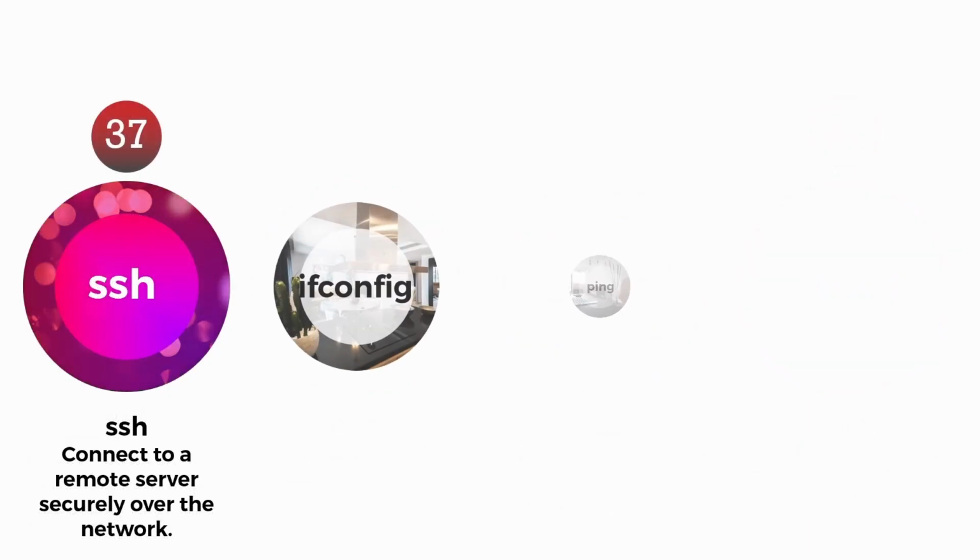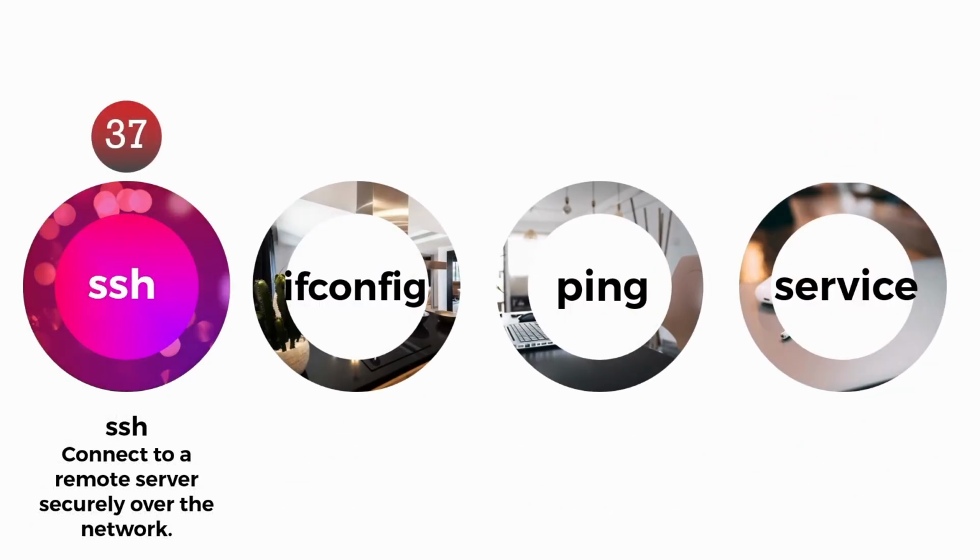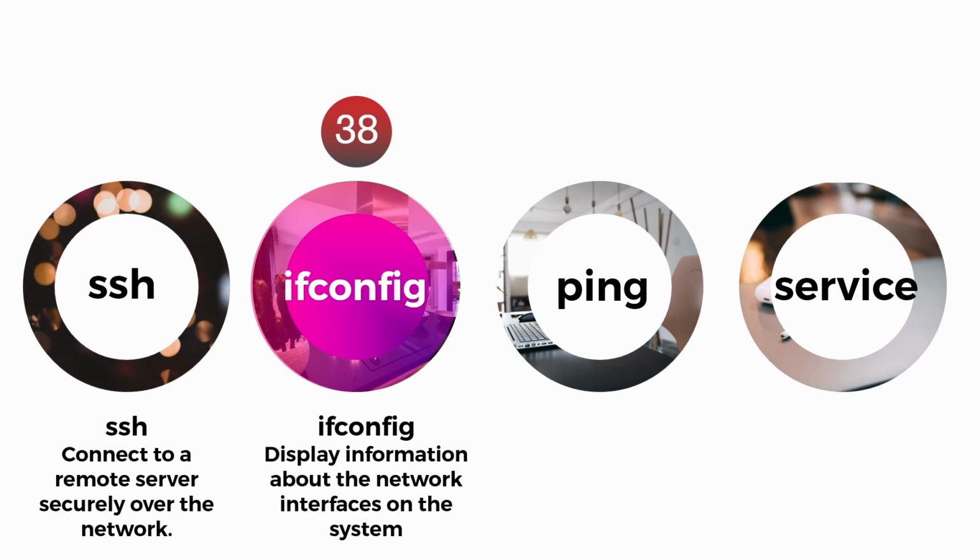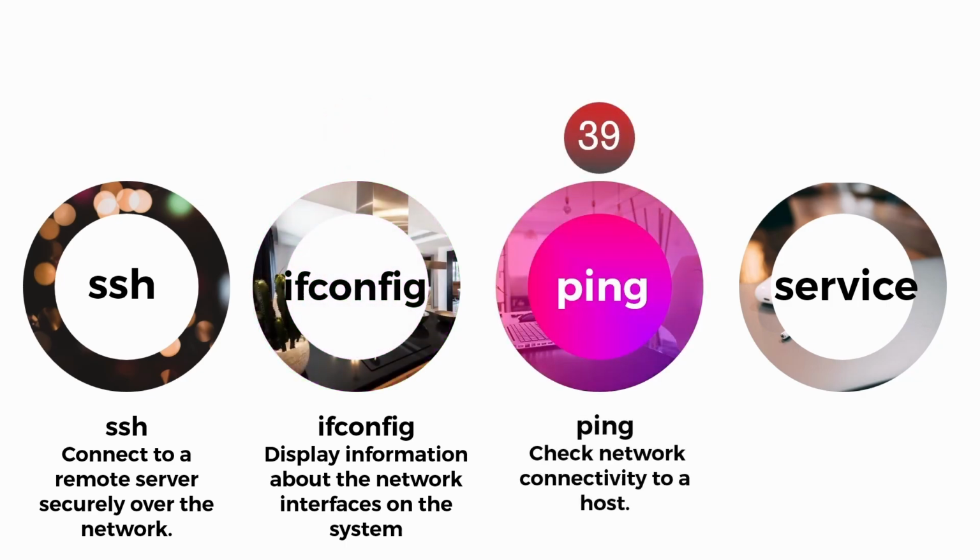Next we have SSH. SSH is used to connect to a remote server securely over the network. It can be used to run commands on the remote server, transfer files, and perform other tasks. Next one, we have ifconfig. ifconfig is used to display information about the network interfaces on the system, such as the IP addresses, netmask, and network status.